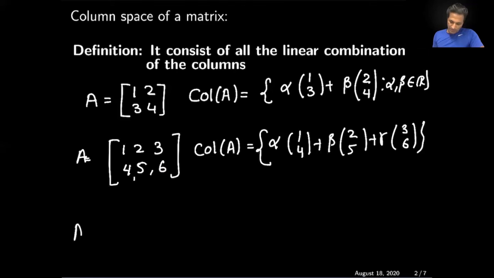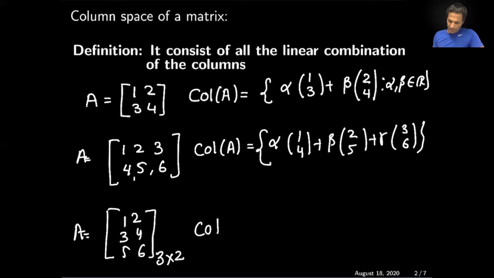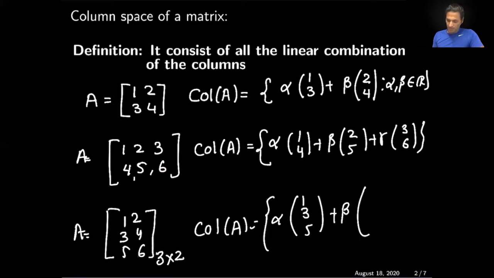One more example of a matrix, this time say [1, 2; 3, 4; 5, 6]. This is a 3 by 2 matrix. Then the column space of this matrix is the linear combination of alpha times this vector (1, 3, 5) plus beta times (2, 4, 6).